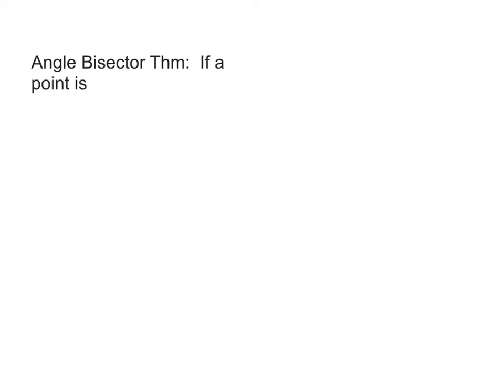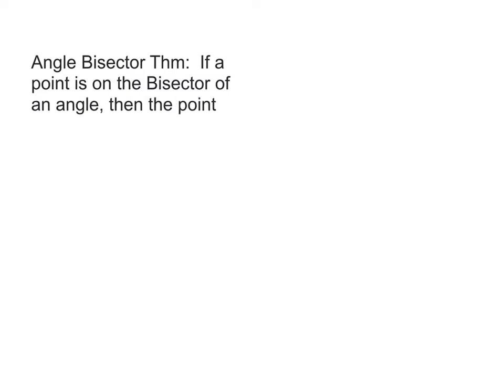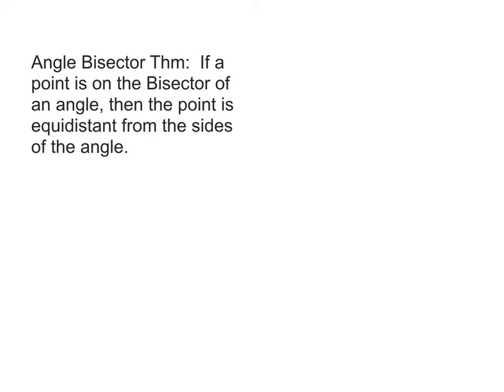If a point is on the bisector of an angle, then the point is equidistant from the sides of the angle. So what does that mean? Well, here's what it means. Let's say we have an angle. We'll just draw a pretty simple one here.